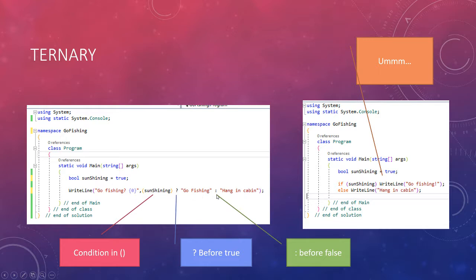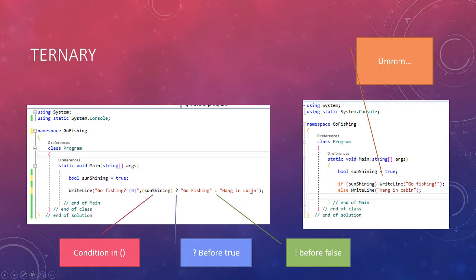Then I have a colon, and the colon represents the position that what follows is false. So if the sun is not shining, I will use hang in cabin to replace that parameter. Depending on the sun shining variable, I'll either plop go fishing into my parameter, or I will plop hang in cabin into my parameter. Super powerful. I've seen some students do some amazing things with ternary operators.